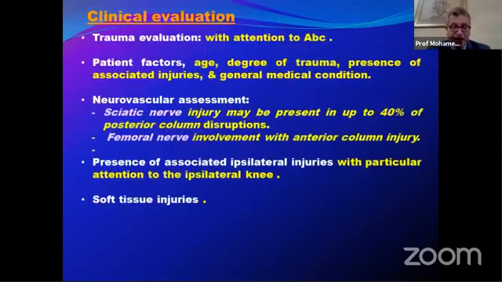Clinical evaluation: I have to evaluate the trauma with attention to the ABC: airway, bleeding, and circulation. Patient factors: I have to check the patient factors, such as the age and the degree of trauma. Is there any associated injury? Of course, I have to examine other joints, general medical conditions, and neurovascular status. Sciatic nerve injury has a very high incidence, especially in posterior column disruptions, up to 40%, with femoral nerve involvement in anterior column injuries.